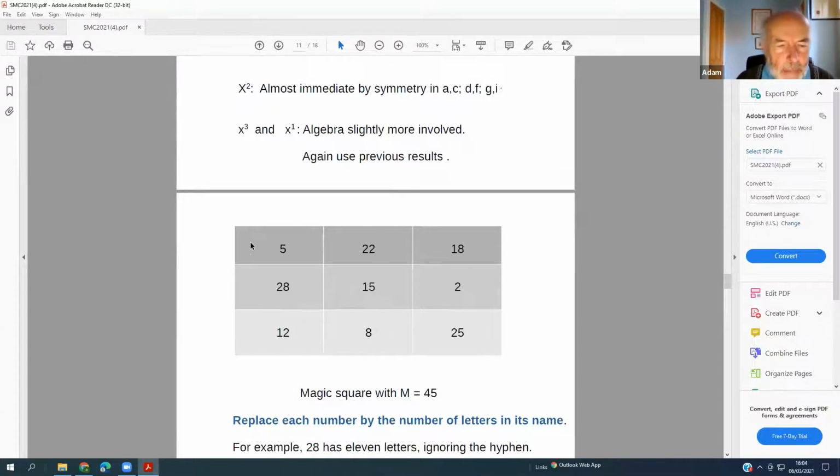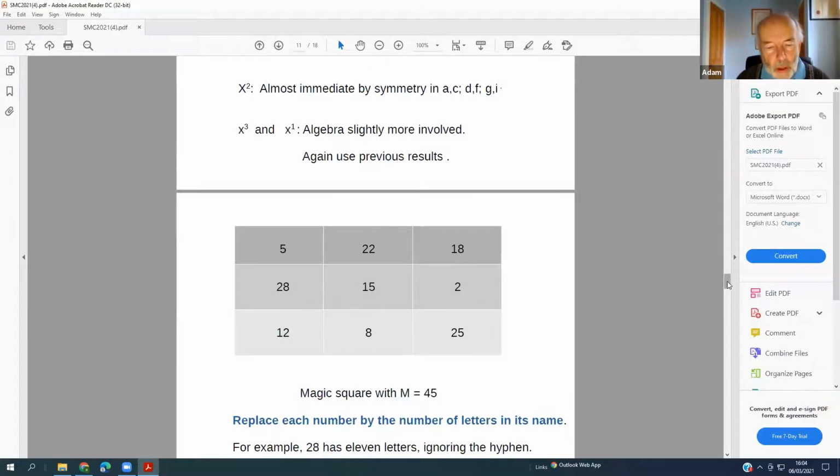I'm going to replace each number in this affair by the number of letters when you spell it out in words. So in other words, here is 5, F-I-V-E, 4 letters. So I'm going to replace 5 by 4. 22, okay, there's 6 letters in 20. There's 3 in 2, so that's 9 letters. Never mind about the hyphen if you've bothered to put it in in the first place. And 18 has got 8 letters, right?